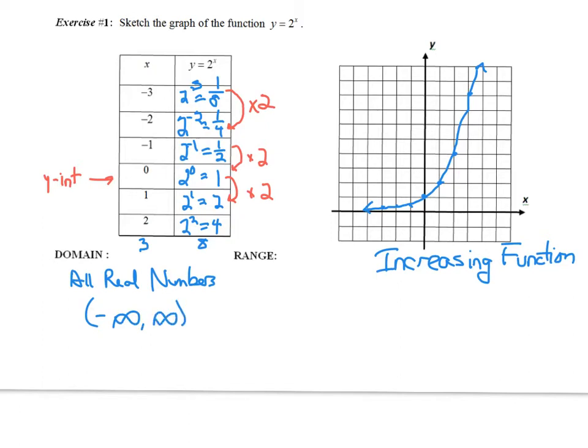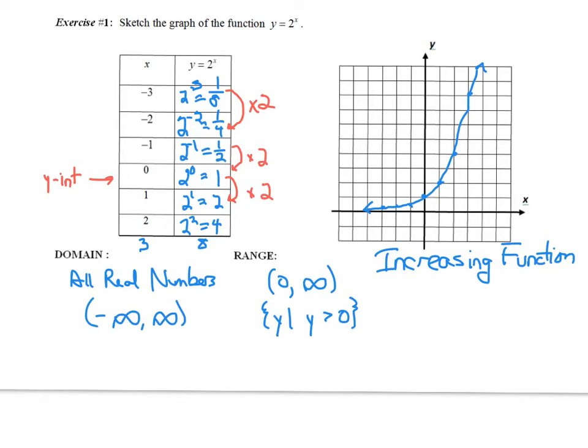My range, however, if you look at the table of values or you look at the graph, you should recognize that there's no negative answers. The other thing we should note is that we never get 0 as an answer. So therefore the range begins at 0, not including 0, so that's why I'm using a curved parentheses at 0, and goes up to positive infinity. We could also write this in set builder notation as y such that y is greater than 0.